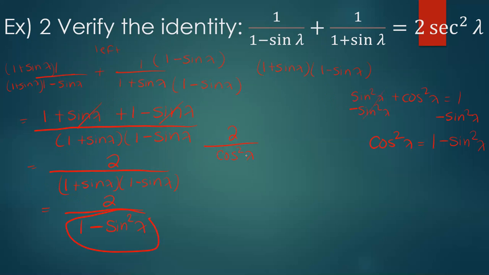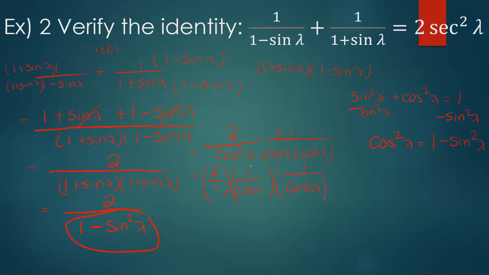Okay, so now this still doesn't look like the right side. It almost does, but maybe we can break it down even further. So this 2 is just 2, or you could think of it as 2 over 1, right? And then do you see this? Cosine squared alpha is the same thing as cosine alpha times cosine alpha, right? So that means there's a 1 here and there's a 1 here. So you can say 1 times cosine alpha times 1 over cosine alpha.